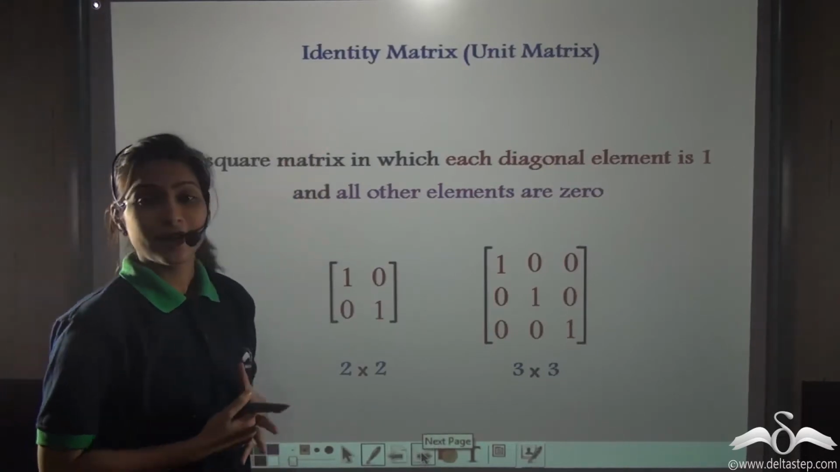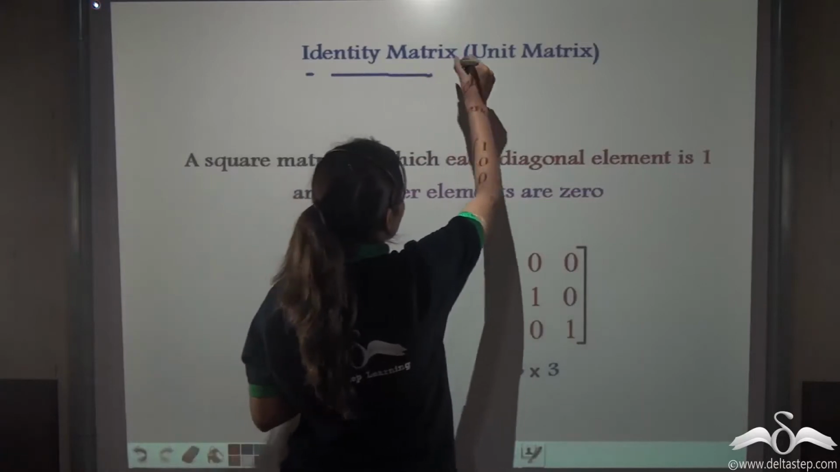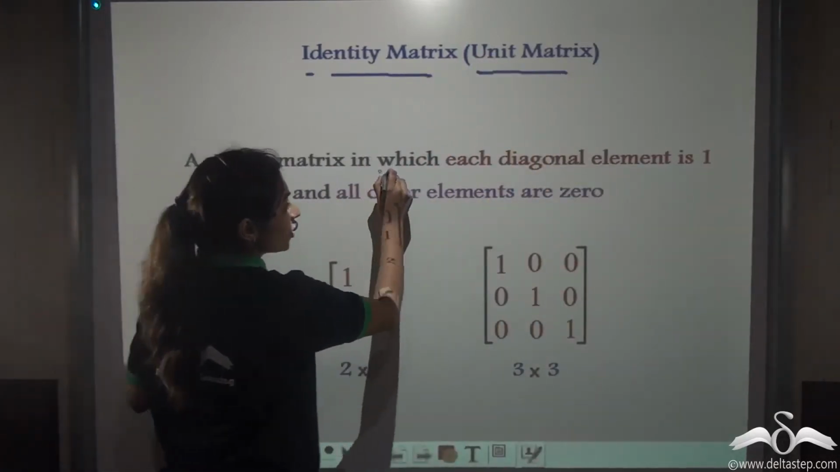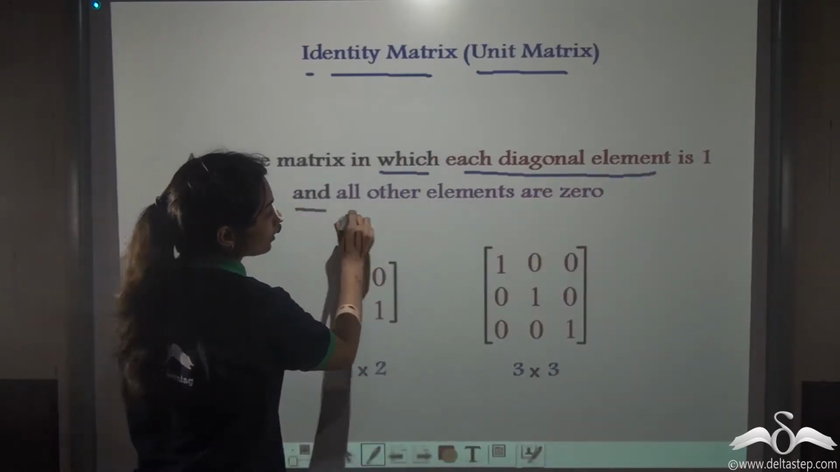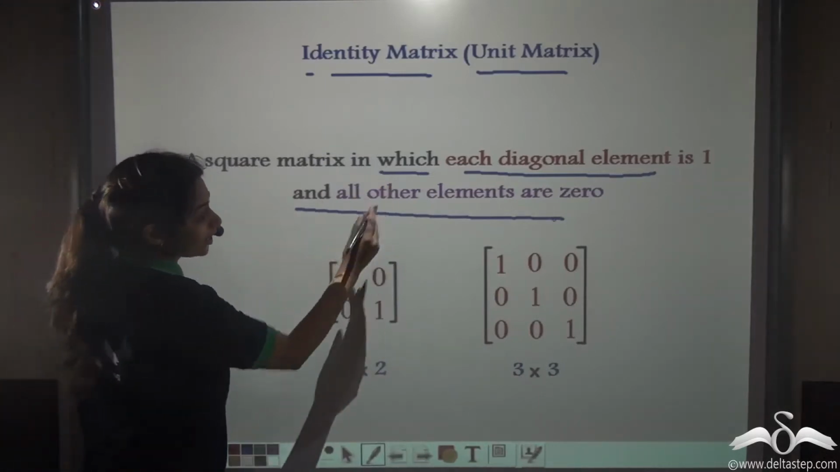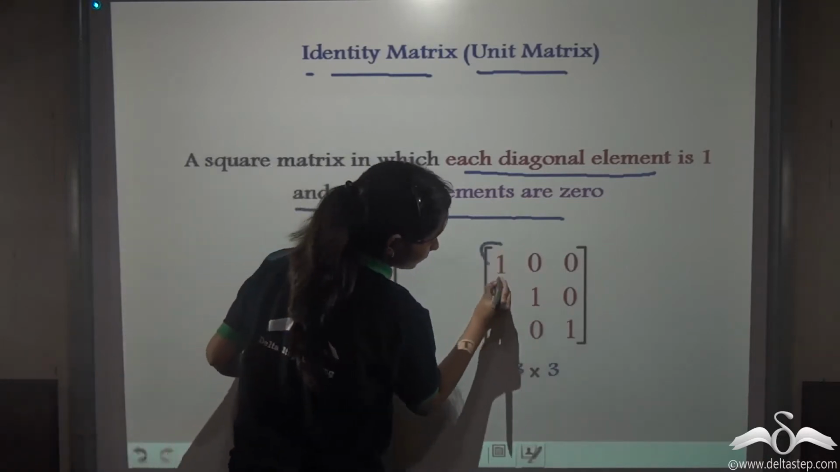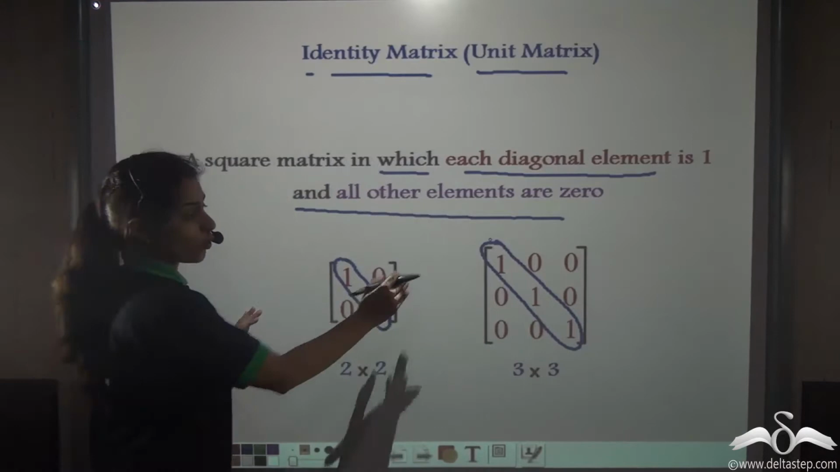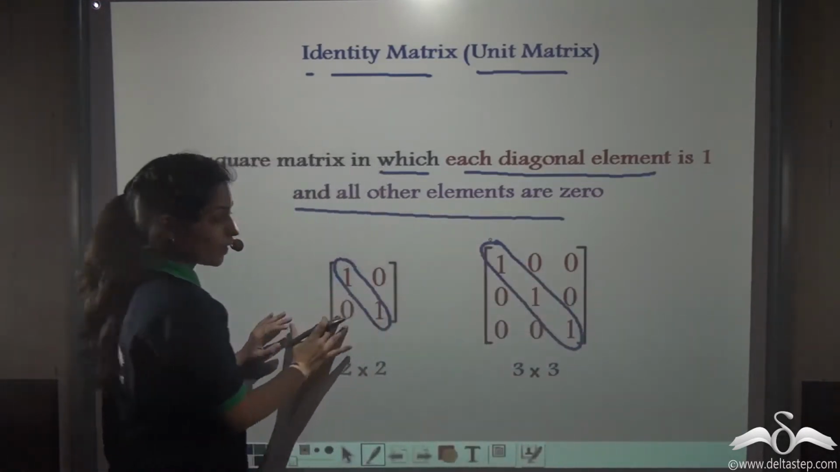First, recall what an identity or unit matrix is. An identity matrix is also known as a unit matrix. It is a square matrix in which each diagonal element is 1 and all other elements are 0. Look at this. Each diagonal element is 1 and all other elements are 0. Only the diagonal is 1.